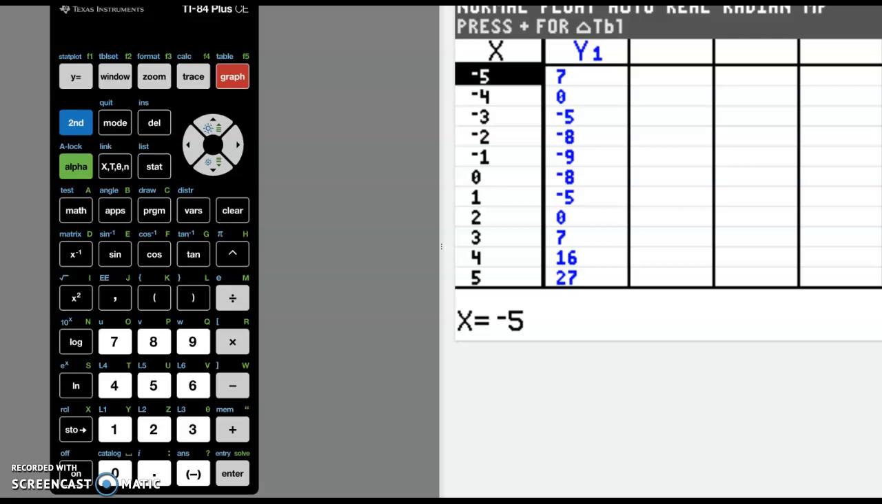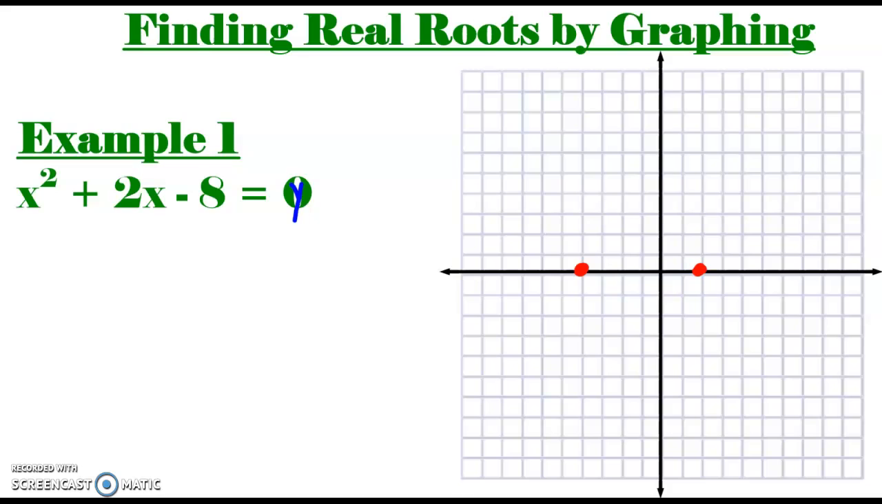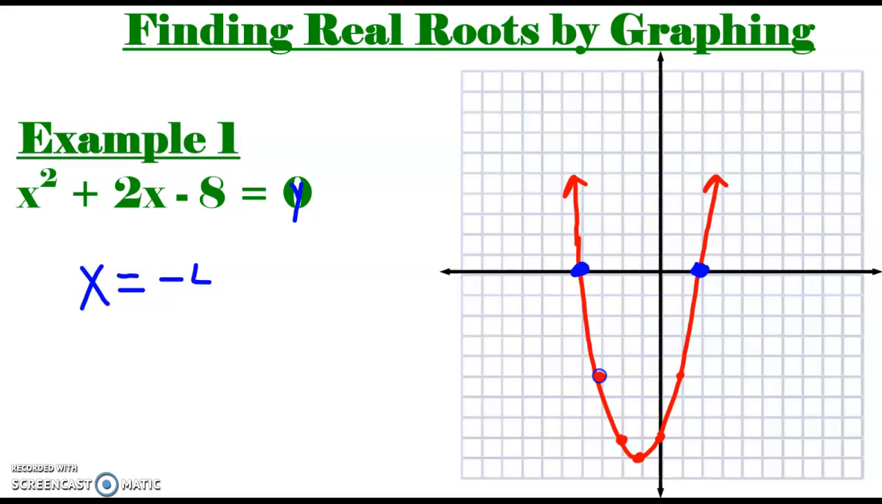Let's get some points in between there to make an accurate graph. So it goes to negative 5, negative 8, negative 9, and then it's symmetrical, so it goes back up. But what I'm actually concerned about is where does it cross that x-axis? So it crossed here at negative 4 and positive 2. So my two solutions are negative 4 and positive 2.